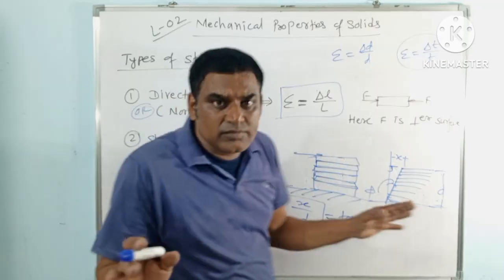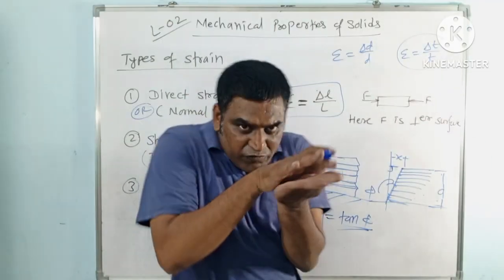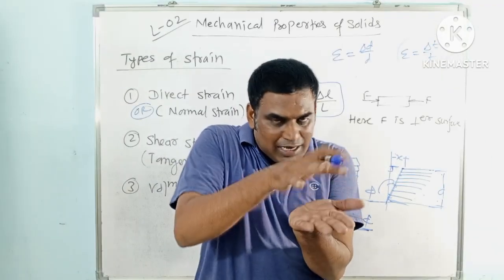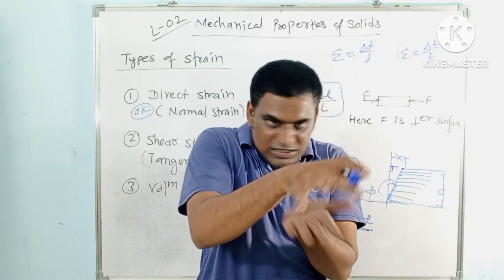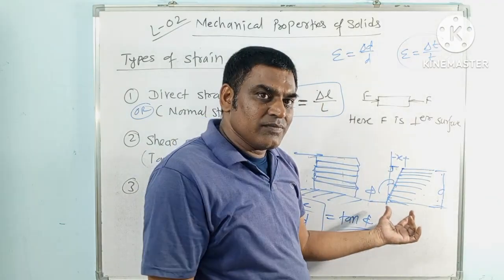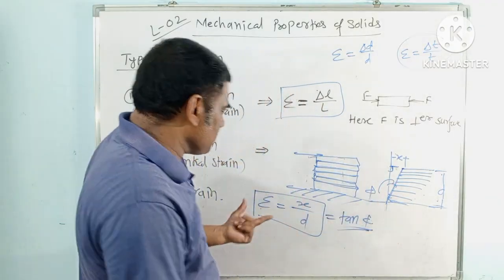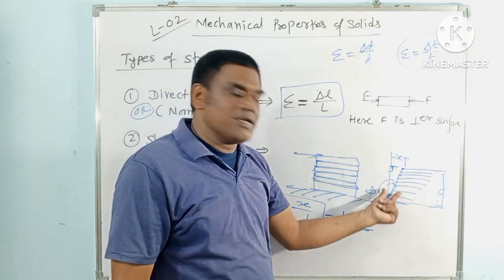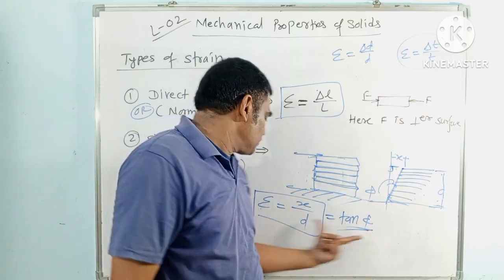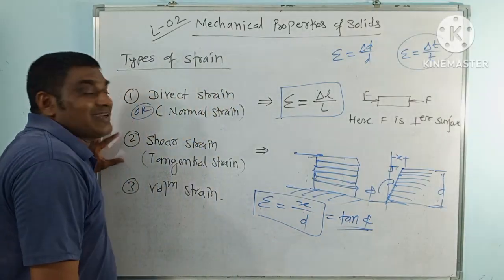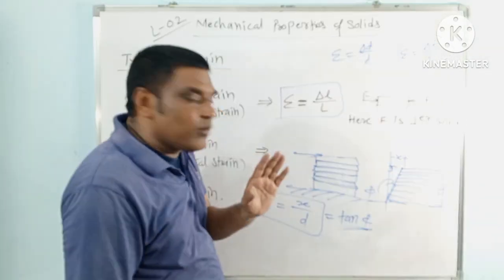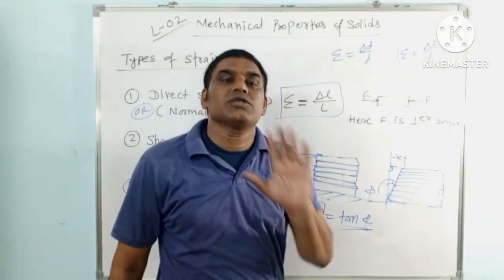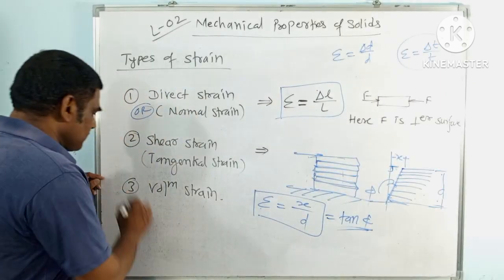Are you getting? Simple. If parallel force is applied, there are layers, so layers will be disturbed like this. Then what is the mathematics to calculate this? X by d, or mathematically we can say this is tan phi. This is your tangential or shear strain. Only important thing is that force should be parallel to the surface. That's it. Right?